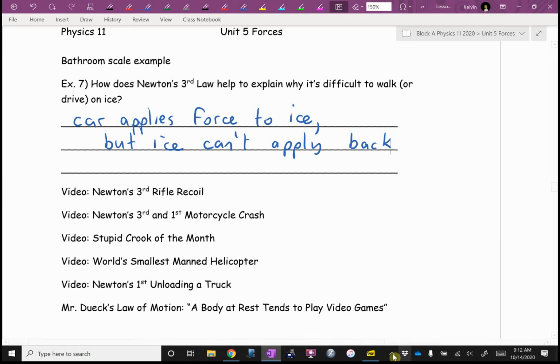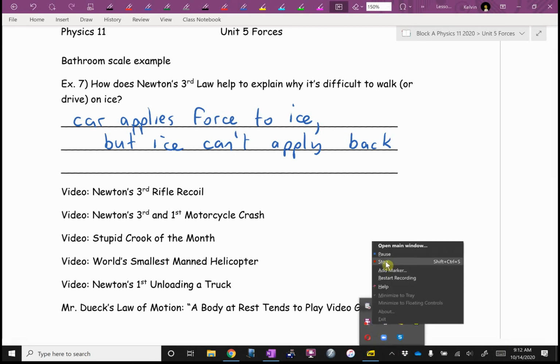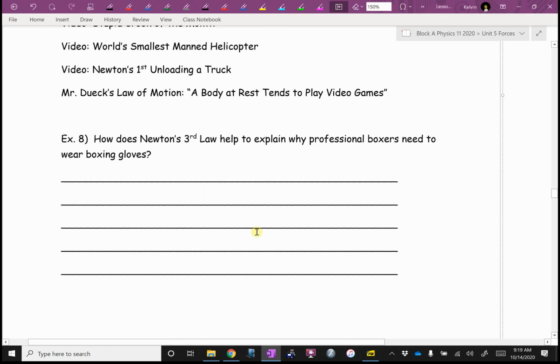Put your pencils down, look up. How does Newton's third law help to explain why professional boxers need to wear boxing gloves? Forces come in pairs. Okay, so I've had enough of Max's attitude. I'm going to hit him in the face. I'm not really going to. But if I apply a 500 Newton force to Max's face, what does Max's face do? Apply the same force back to my hand. And so one thing the glove does, it protects my hand.